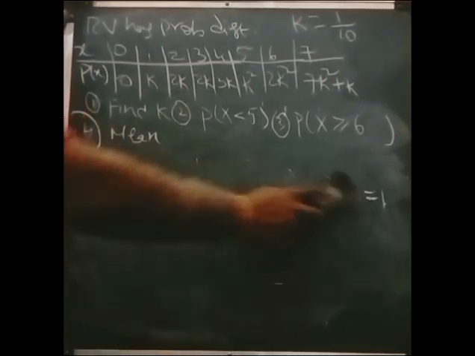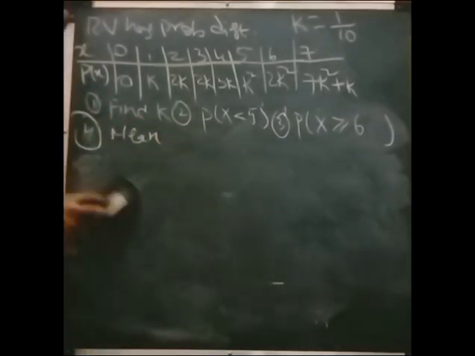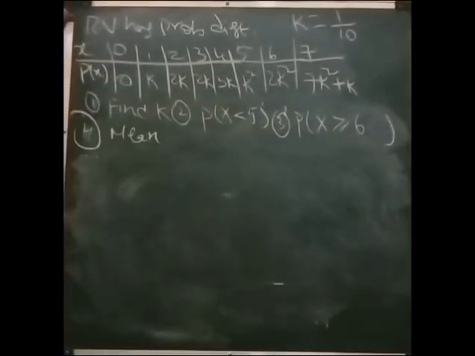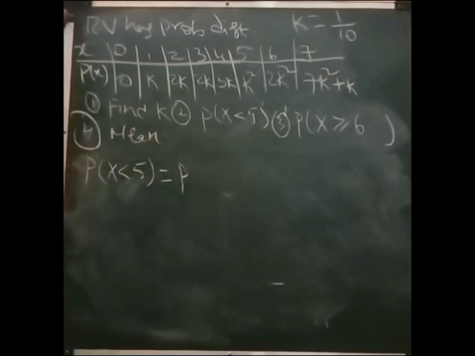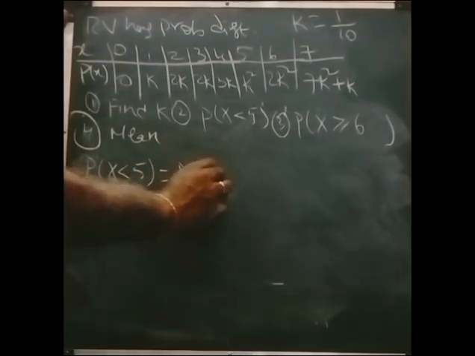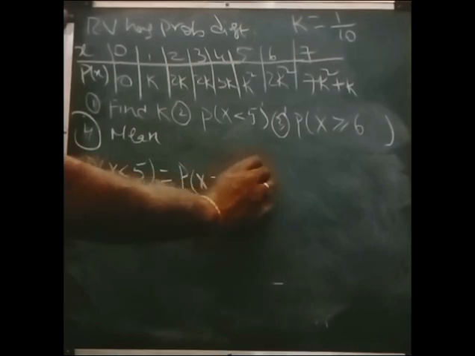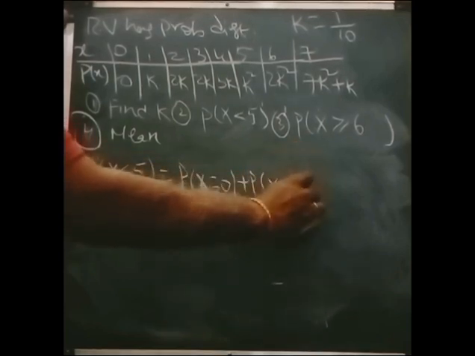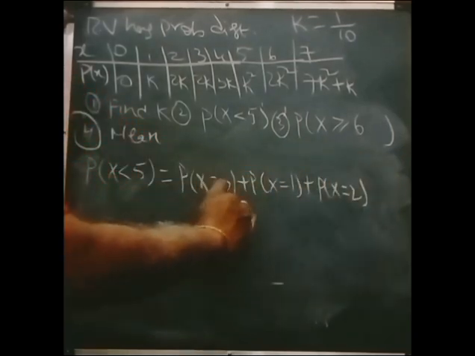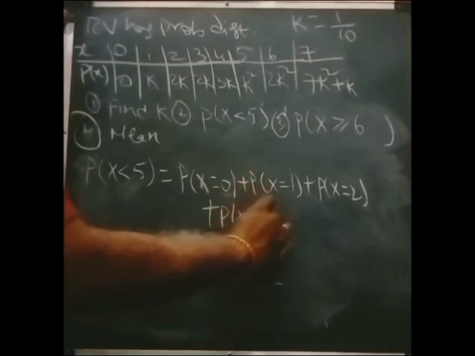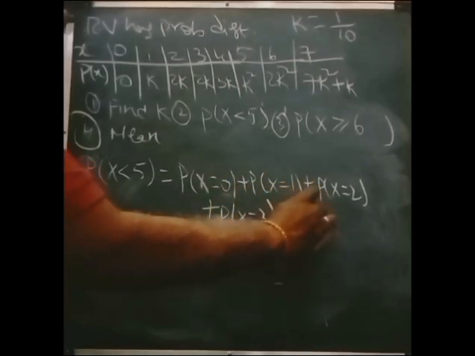Now let me go to the second question, which is finding the probability of the random variable x being less than 5. So the probability of x less than 5 is nothing but x taking values which are less than 5. That means x can take values up to 4. So here x may be 0, x may be 1, x 2, x is 3, and x is 4.